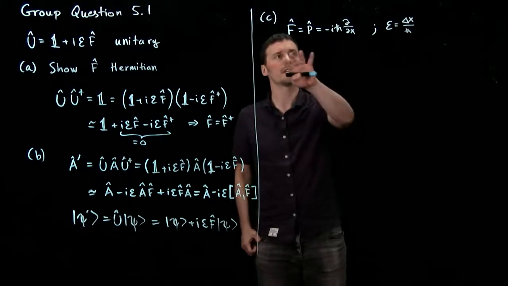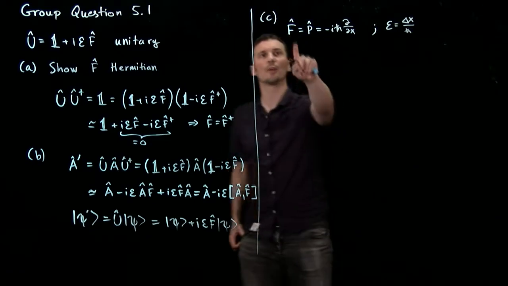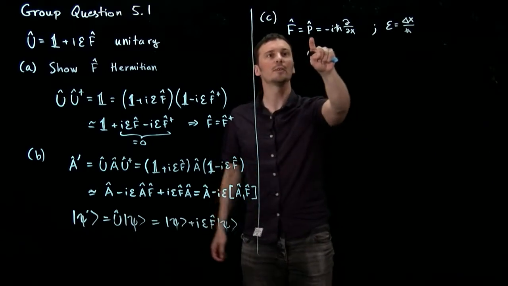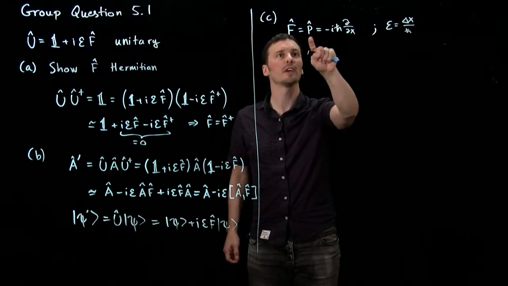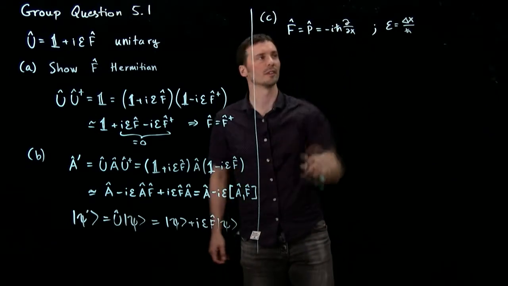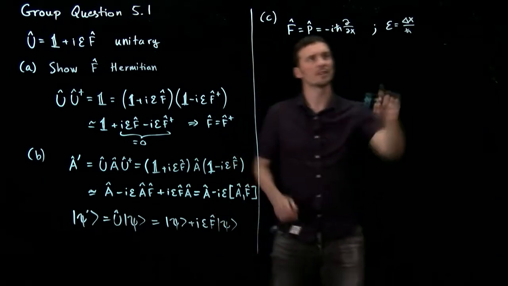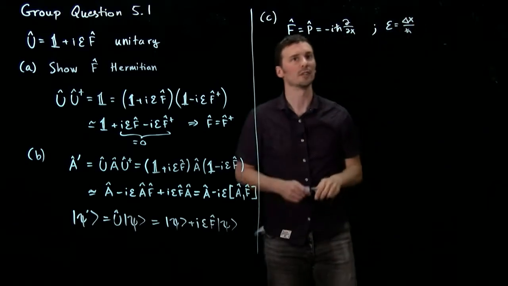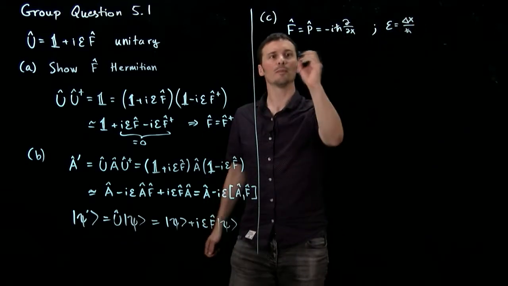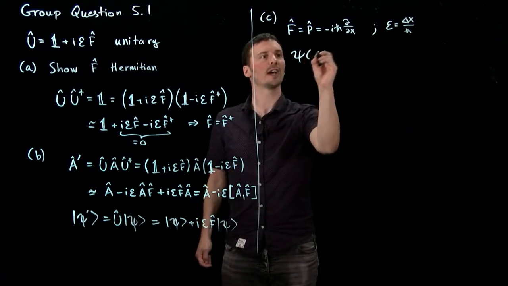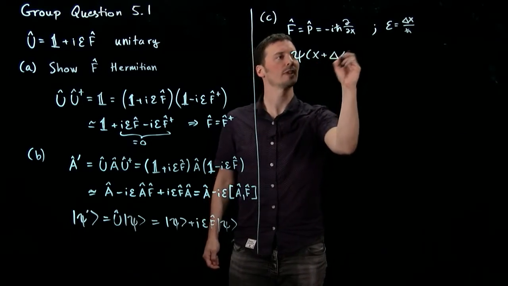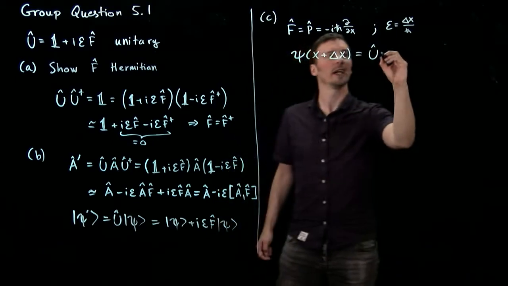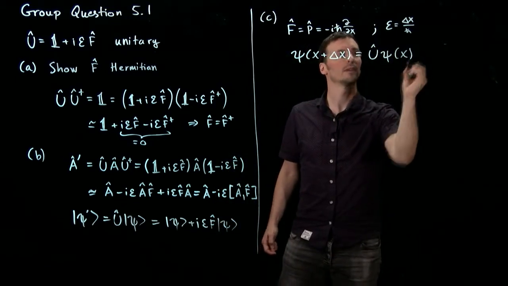Okay, so for this second part of the problem, we're asked to take this operator f, which appears in our unitary operator, and set it equal to the momentum operator, which I've written here in the x representation, right? And we're also asked to take this small epsilon to be a small distance in space divided by h bar. And then we're supposed to show that psi evaluated at some x plus delta x can be written as this unitary operator acting on psi of x.